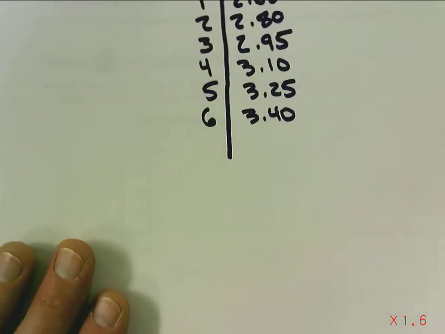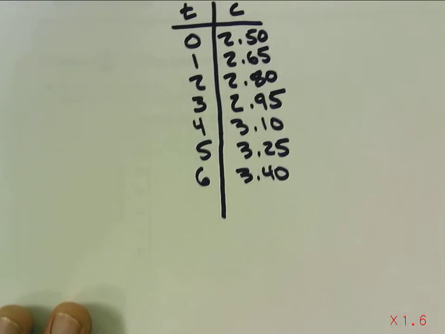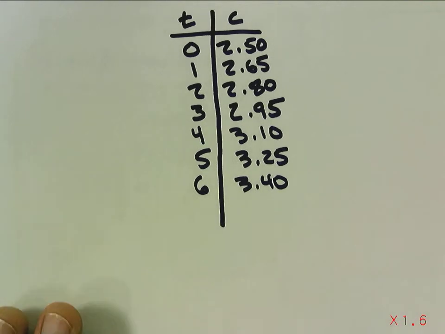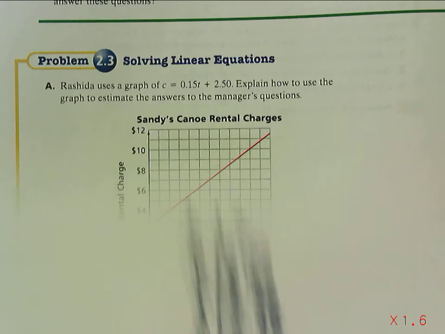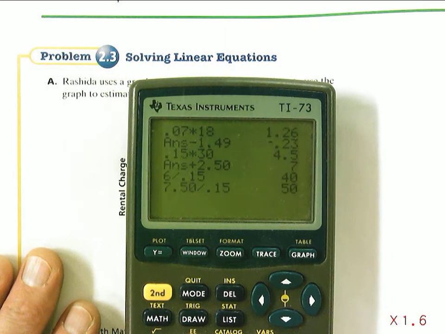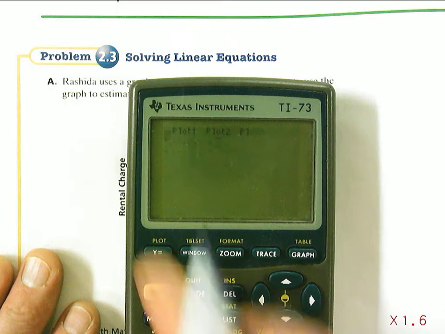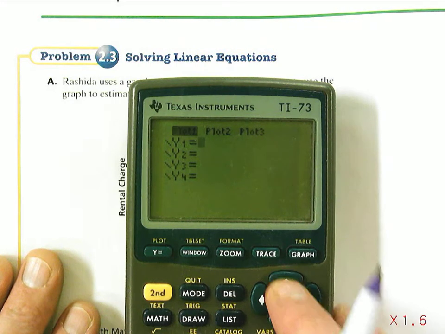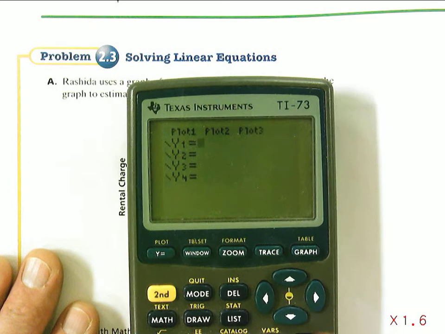Some of these times it's going to take a long time using a table, but eventually I could do this. One of the ways to sort of simplify my world is to actually just use a graphing calculator. And I turn my graphing calculator on and go to my equations and clear out all of these things in here. And I put the equation in, 0.15x plus 2.50. So now I have that equation in there. I'm using x to represent the t and y as the cost.